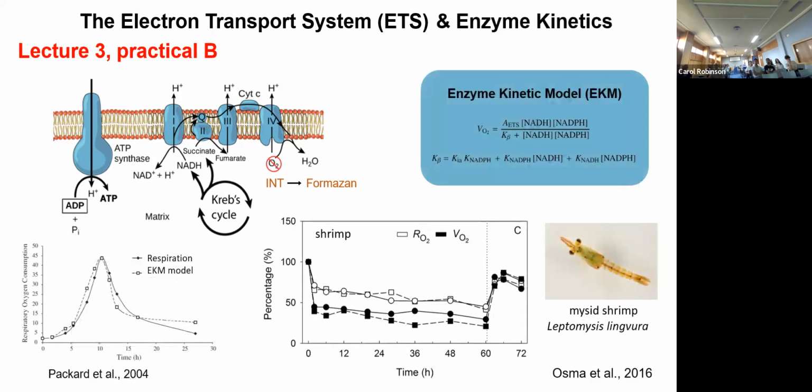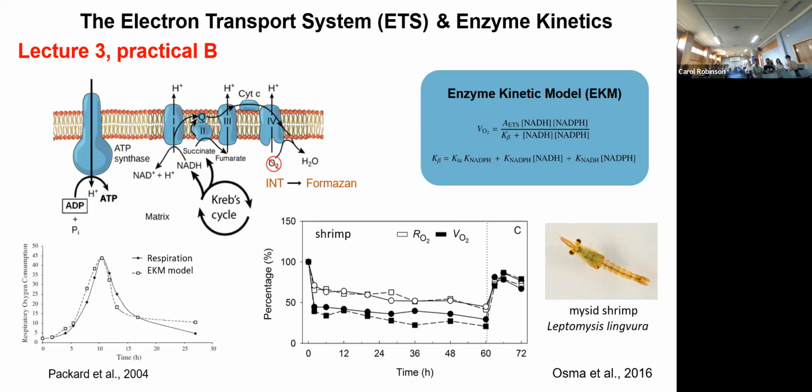To try to circumvent the limitation of requiring a conversion factor from ETS to oxygen consumption, Packard et al. in 2004 proposed the use of an enzyme kinetic model, which is based on biosubstrate kinetics to estimate respiration. They showed a good match between measured respiration and modeled respiration during the exponential, substrate limitation and senescent growth phases of a bacterial culture, shown here on the bottom left of the slide.